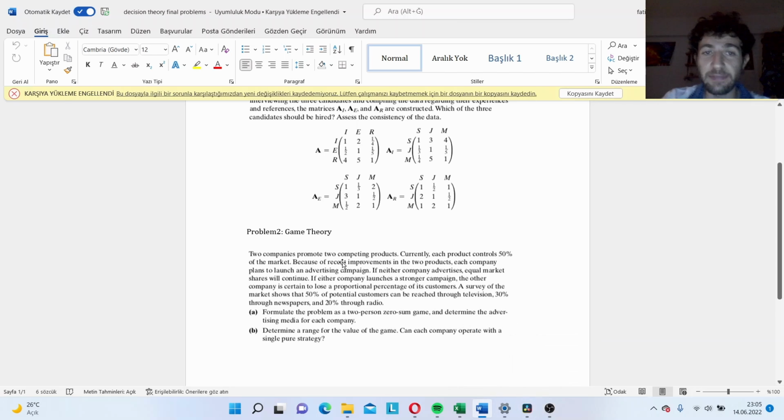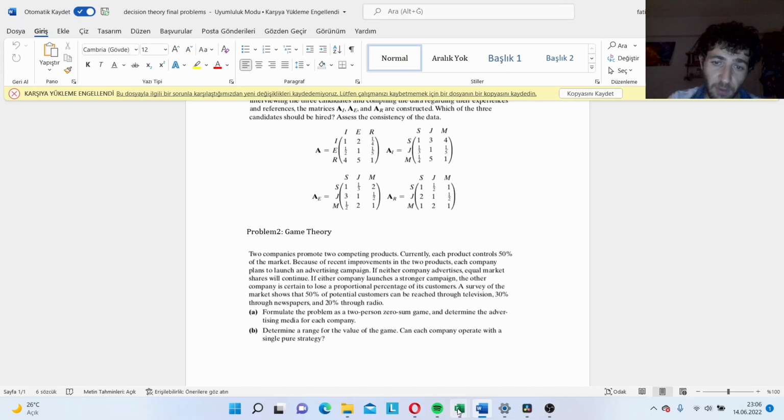Another problem is related to game theory, and there are two companies, and there is an advertising strategy, and two criteria you see here. This is advertising with television, newspaper or radio, and the numbers you see here. We have two questions here. Formulate the problem as a two-person zero-sum game and determine the advertising media for each company and a range for the value of the game. And can each company operate with a single pure strategy?